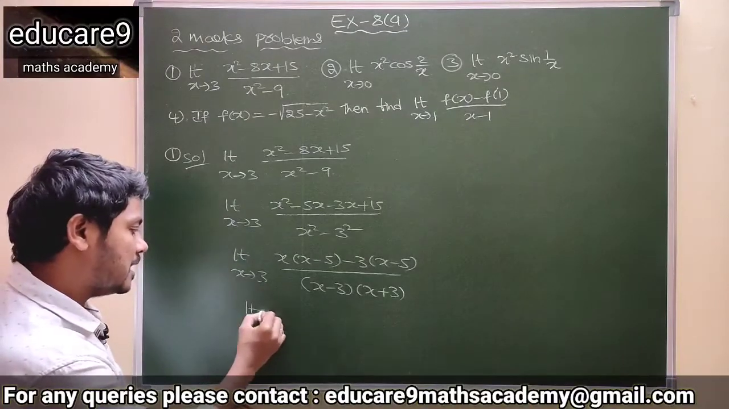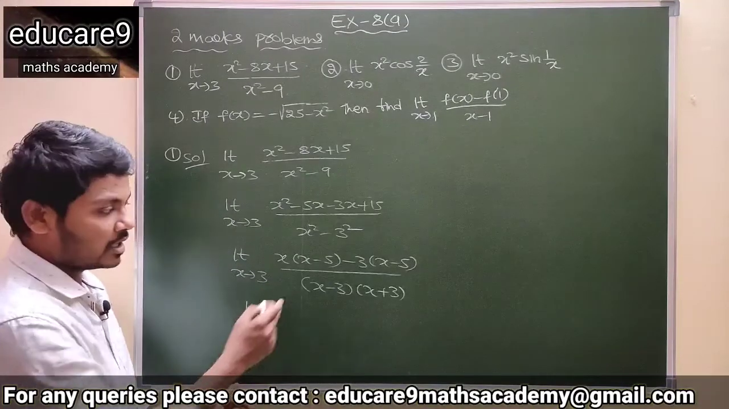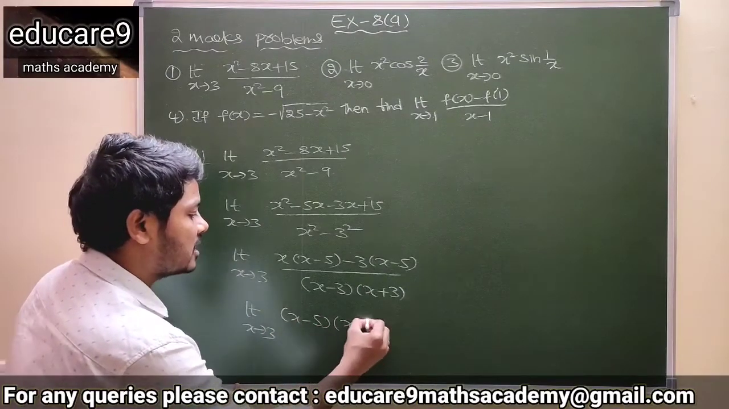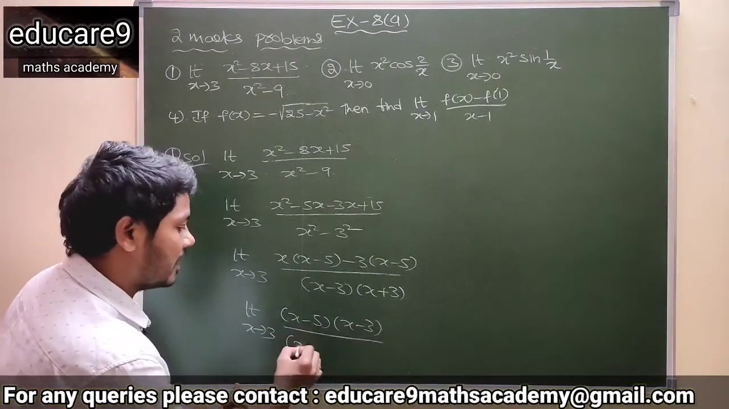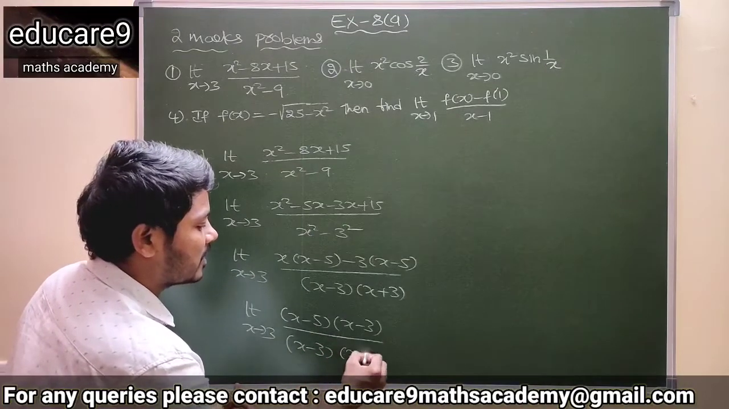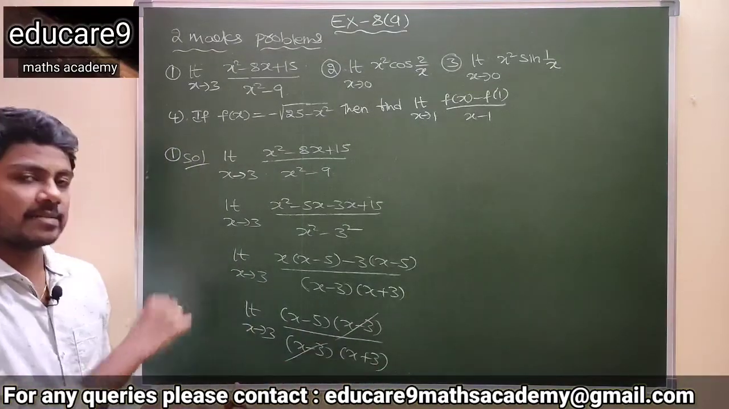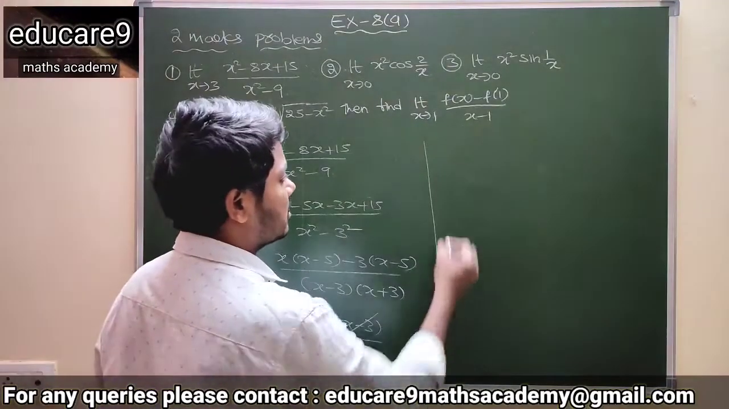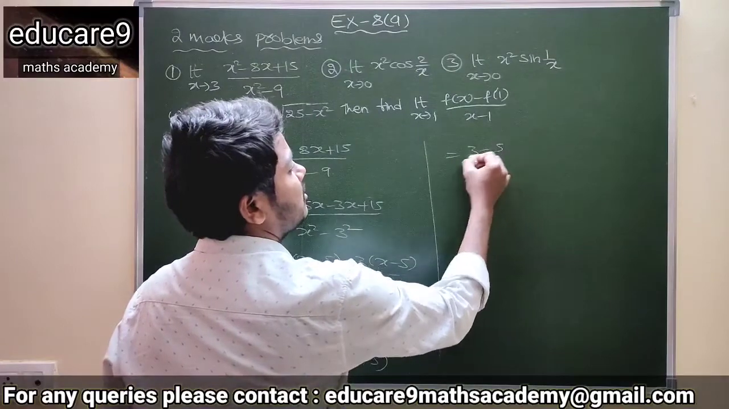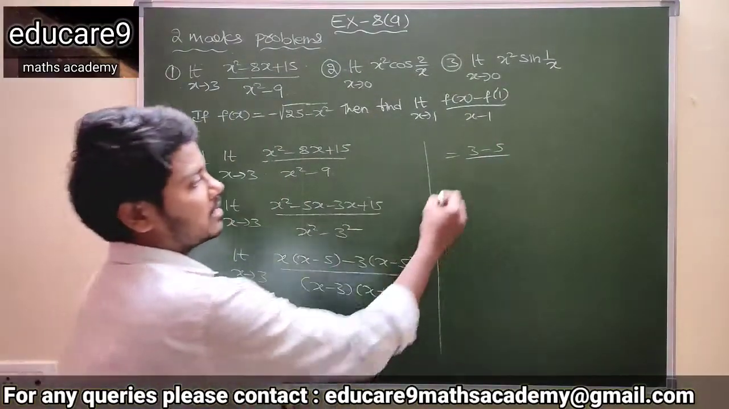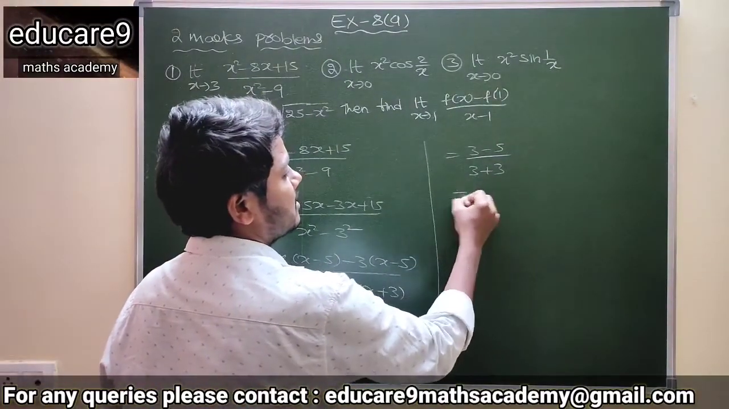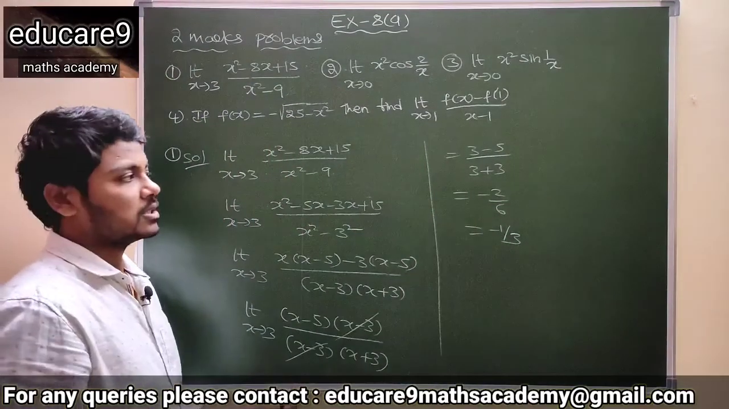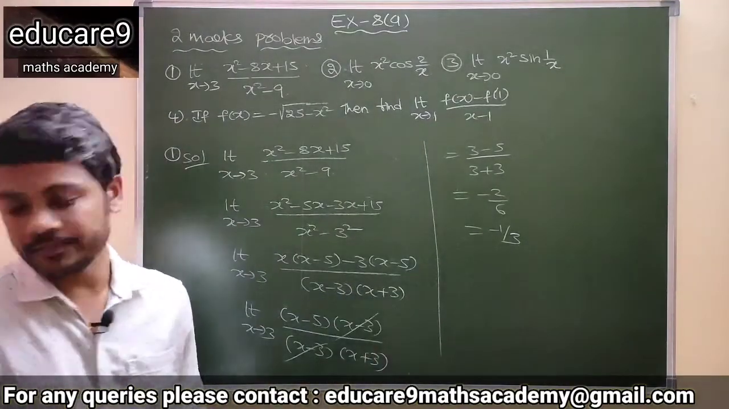So this is limit x tends to 3. In both terms x minus 5 is common, so you get x minus 5 into x minus 3, divided by x minus 3 into x plus 3. The x minus 3 gets cancelled. Now apply the limit value: 3 minus 5 divided by 3 plus 3, so this is minus 2 by 6, which is minus 1 by 3. So this is the required answer.